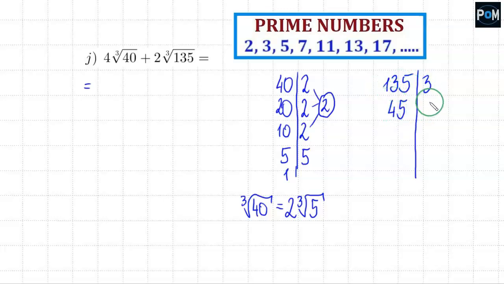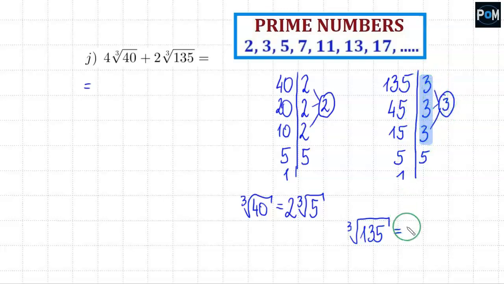45 can still be divided by 3, resulting in 15. 15 is divisible again by 3. From this, I get 5, and this 5 is only divisible by 5. And that means the cube root of 135 is equal to... Now, I'm looking for triples, and I have 3 identical 3's, which give me one new 3, which I place in front of the root, and under the cube root, I write what is left, which is this single 5.